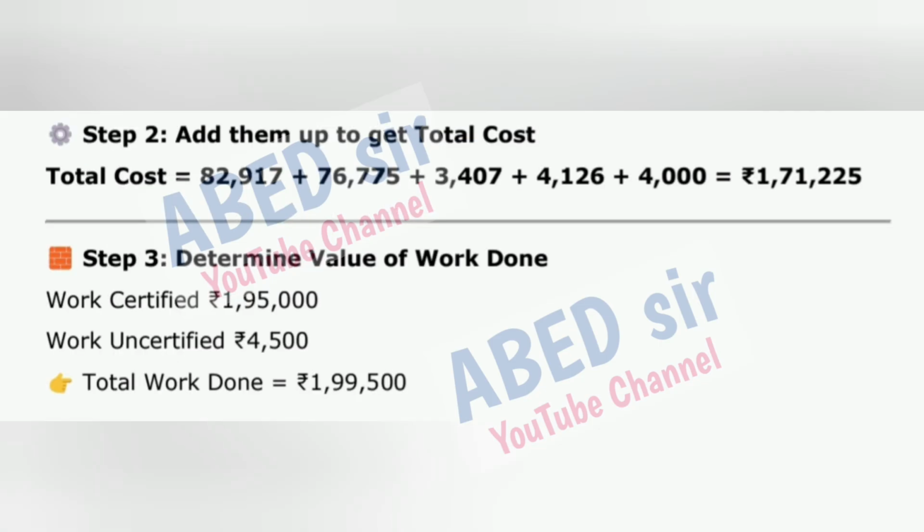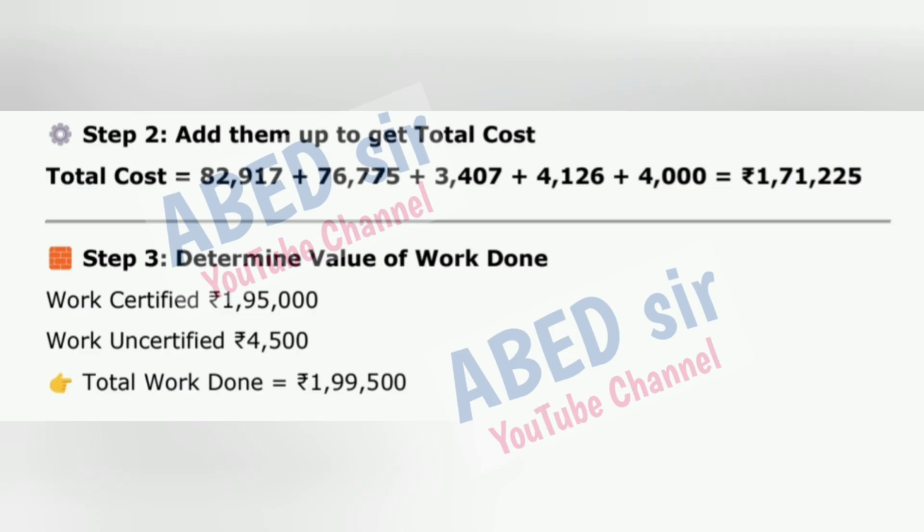Step 2. Add them up to get total cost. Total cost is equal to 82,917 plus 76,775 plus 3,407 plus 4,126 plus 4,000 is equal to 1,71,225 rupees. Step 3. Determine value of work done.